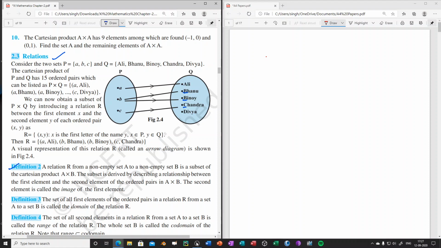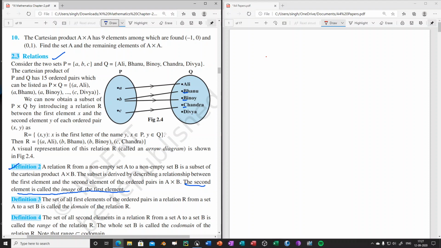Now we will see what the image is. What do we mean by image? The second element is called the image of the first element. Here we can see that A is related to Ali, so we say that the image of A is Ali. Similarly, B is related to both Bhanu and Binoy, so we say that the image of B in the set Q is Bhanu and Binoy. Similarly, C is related to Chandra, so we say that the image of C is Chandra.